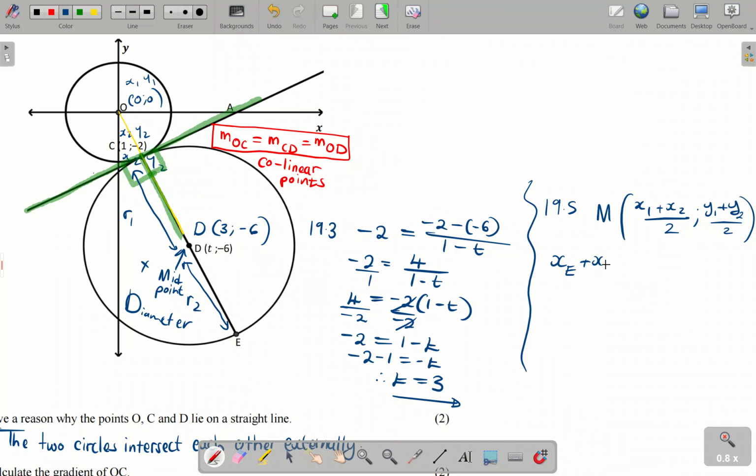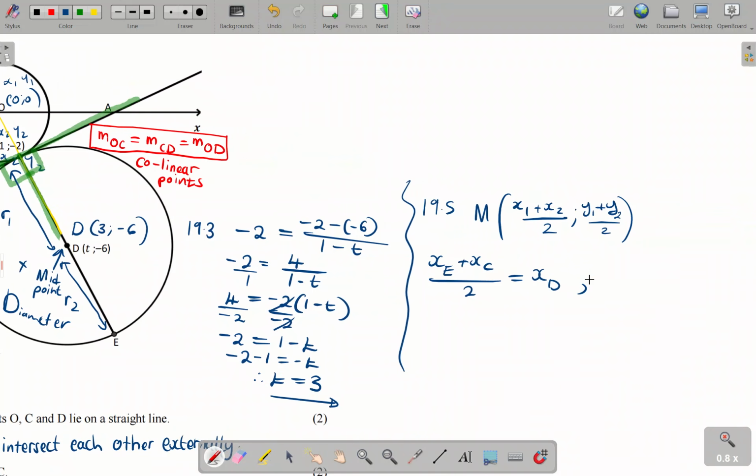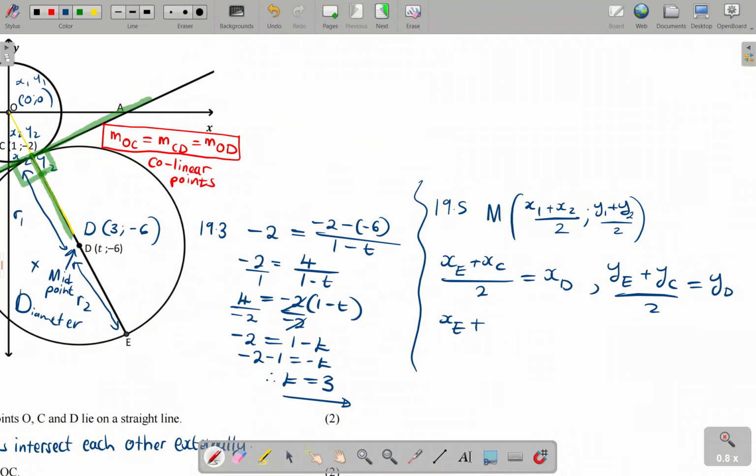So now it will be x at e plus x at c there, all over 2. This has to give you the coordinate at d, so it has to give you xd, guys. And then the y at e plus the y at c all over 2. This has to give you the y at d. So the x at e, we don't know that, plus the x at c, that's 1 there. So that's 1 all over 2. This has to give you the x at d, which is 3.